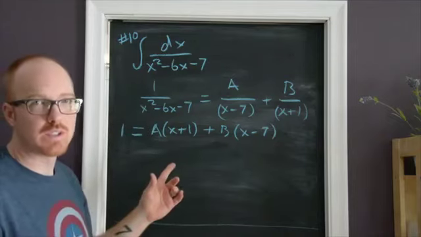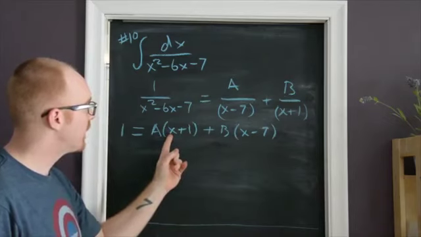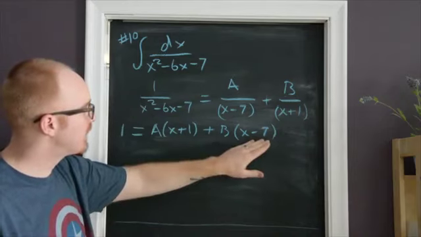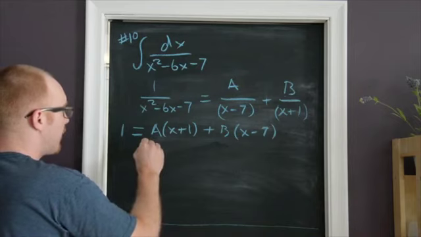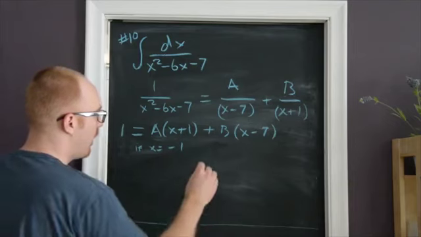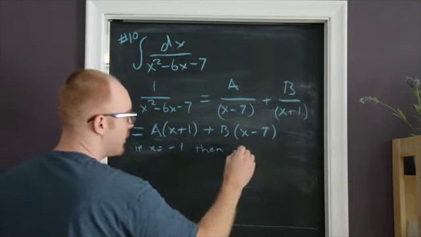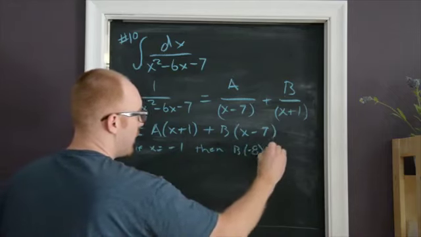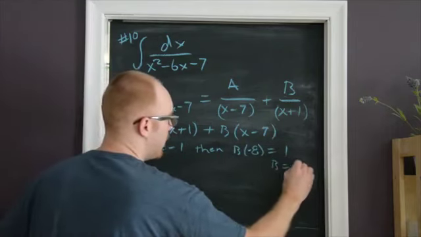And so you assign values to x, because this should work for any x value. If I make x equal to negative 1, this whole term drops out and I can figure out what B is. If I make x equal 7, the other term drops out and I can find out what A is. So if x equals negative 1, then you put negative 1 in there, that would be negative 8. So B times negative 8 equals 1, and so B equals negative 1/8.